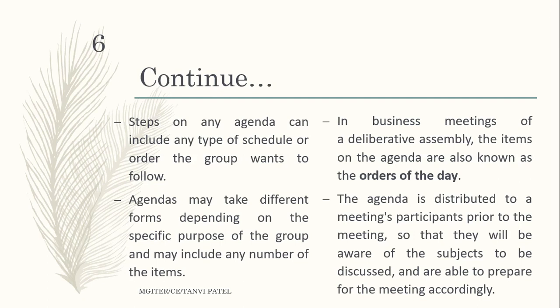The agenda is distributed to a meeting's participants prior to the meeting so that they will be aware of the subject to be discussed and are able to prepare for the meeting accordingly. The agenda which is planned is distributed among the meeting members before the meeting so that they are aware of the subject included in the agenda and are prepared, so that the discussion in the meeting can easily be done.